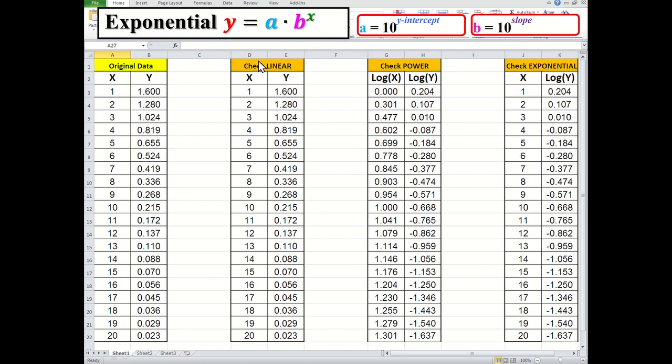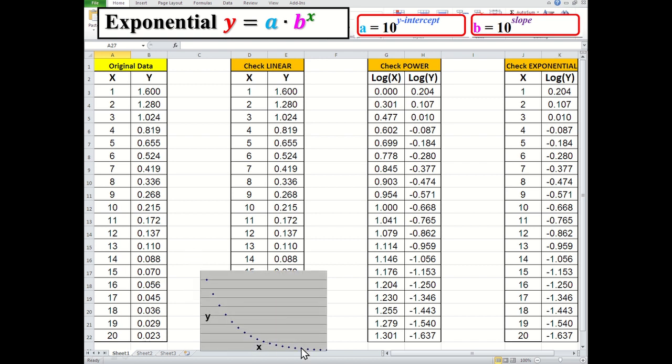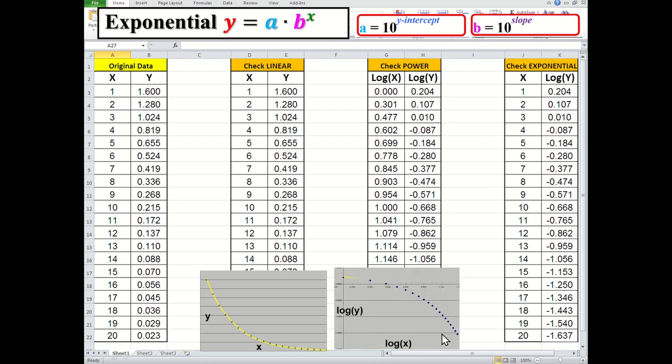Let me check to see if it's linear by graphing just those numbers. All these numbers are identical to those numbers. When I graph it, it curves. It's not linear. So now let's go on and check to see if it's power. I'm going to take the log of 1, it's 0. I'm going to take the log of 1.6, it's 0.204. And I'm doing that for all of these numbers, that is what the log of each of those are there. If I graph those numbers, it still curves. So it's not a power relationship.